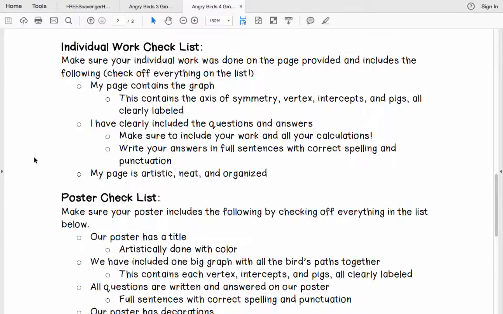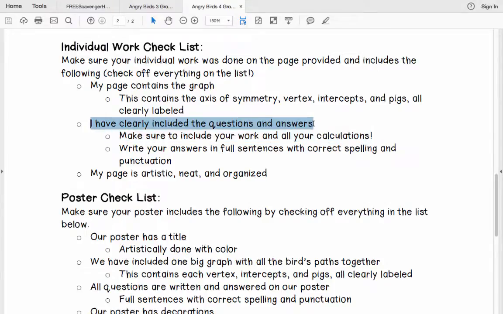I have some checklists for you just so that you can kind of keep track of everything. For the individual work, you need to make sure that your individual work was done on the page that I provided you, that colored page, and it includes your graph. I need the axis of symmetry, I need the vertex, I need the intercepts, and I need the pigs all clearly labeled on there.